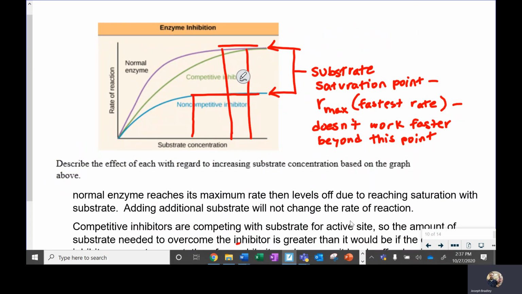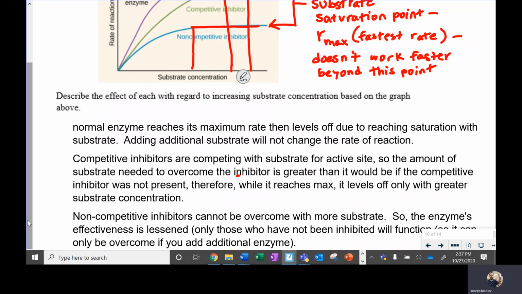So these are different ways in which enzymes are inhibited. One of the things you see in this graph is both of these graphs reaching saturation points. Saturation point is where the enzyme stops working any faster, because you have an active site, a finite area where the reaction can actually be carried out. As it says here, a normal enzyme reaches its maximum rate and then levels off due to reaching saturation with substrate. Adding additional substrate will not change the rate of the reaction.